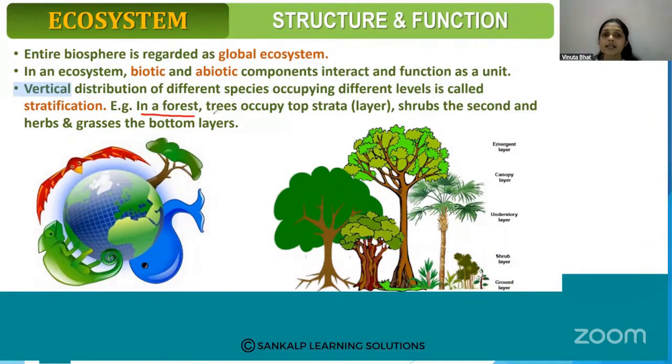In a forest, trees occupy the top strata, shrubs the second, and herbs and grasses the bottom layer. So this vertical distribution is called stratification. So you should know the correct definition of stratification.